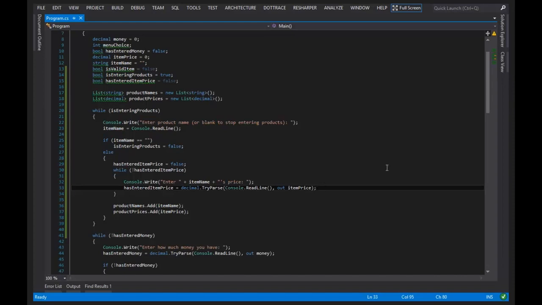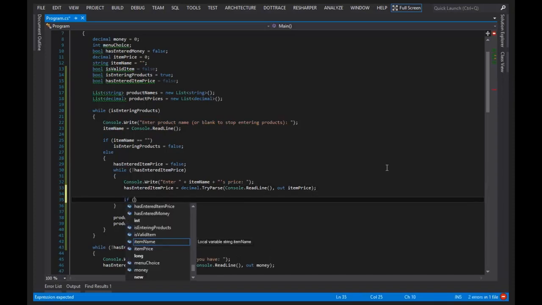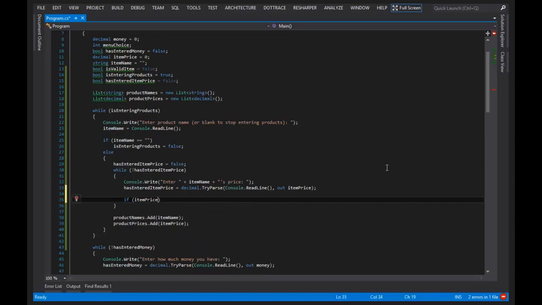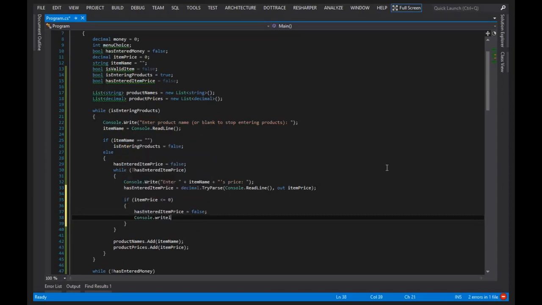Okay, so what we could do instead is I can go ahead and say, okay, if item price is smaller than 0, smaller or equal to 0, because we don't want any 0 items in there either. What I can do is reset has entered item price to false, and then I can tell the user, item price is not valid. Please enter price that is larger than 0. So does that make sense?